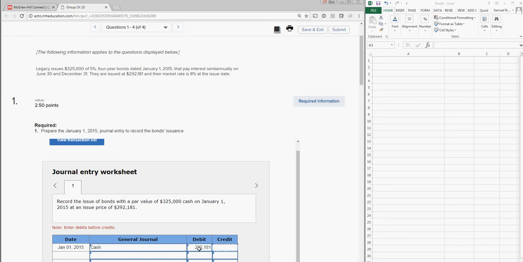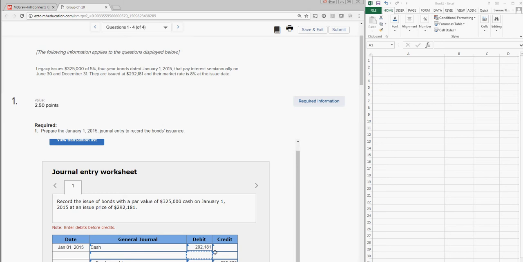$292,181 is the cash. I'm going to skip a line for a reason. I certainly know that I now owe bonds payable, and the amount I owe is always going to be the face value or par value of the bond. I use those two terms synonymously. And therefore we know that I have a difference. And if you remember, the difference is always going to be either the discount or premium.